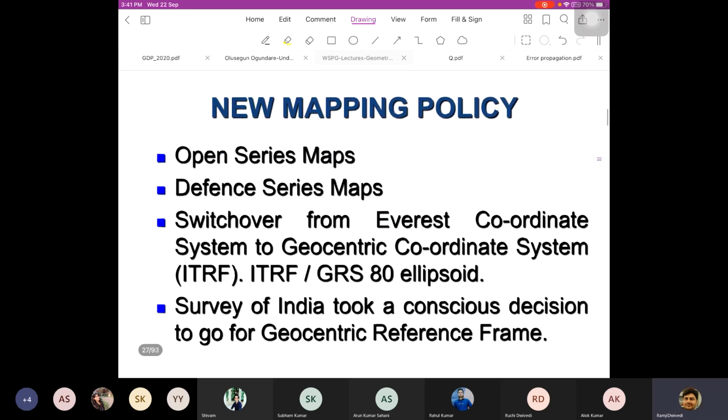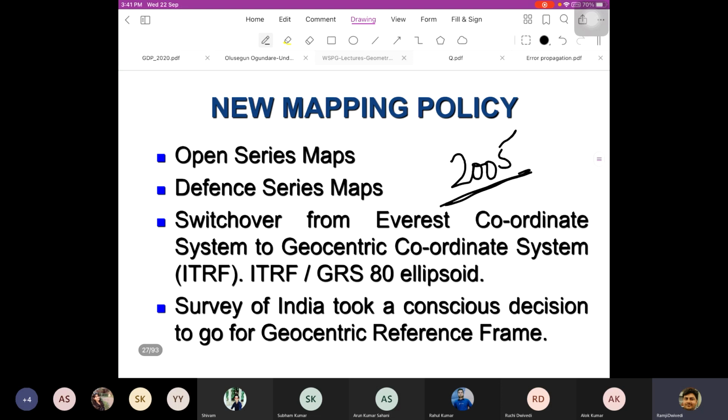So, obviously, with this convention of having a global geodetic reference frame, what happened? The Survey of India has also shifted post 2005 towards the geocentric coordinate system called ITRF, and they are using the GRS 80 ellipsoid, which is very common and considered a global ellipsoid. The Survey of India took a conscious decision to go with a geocentric reference.